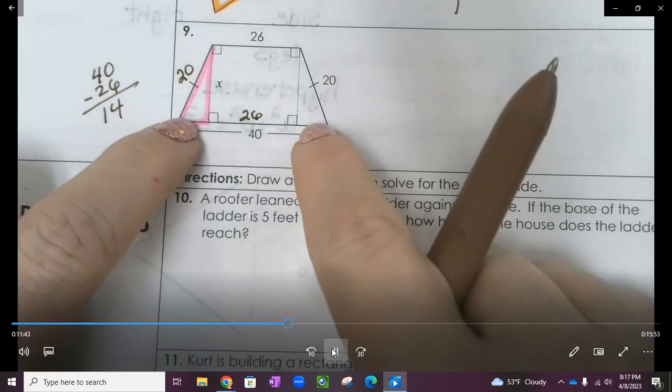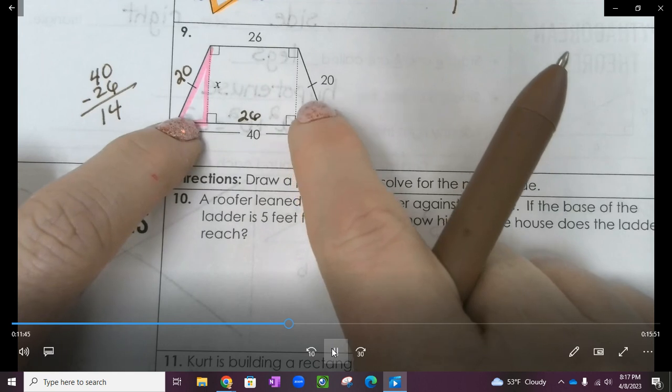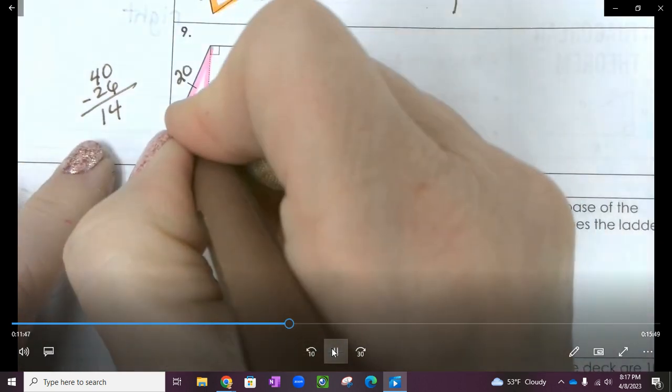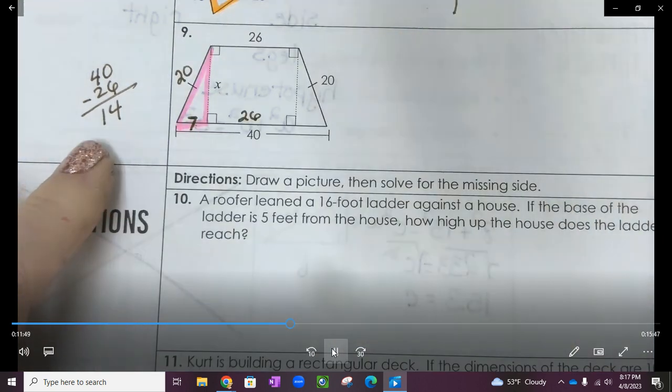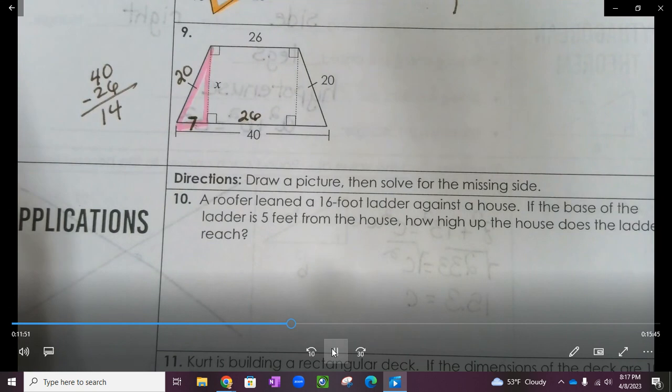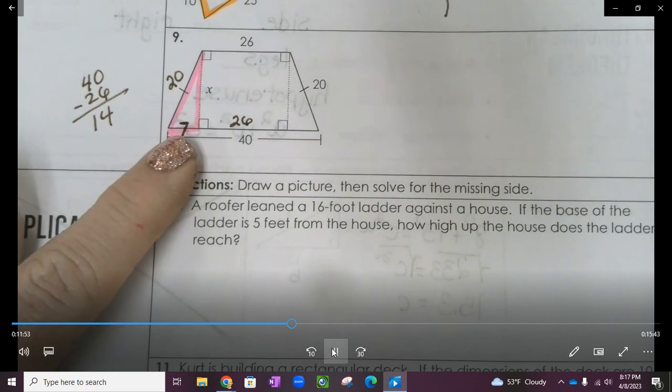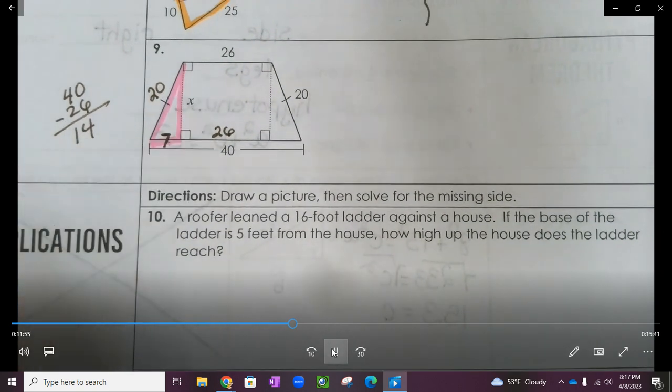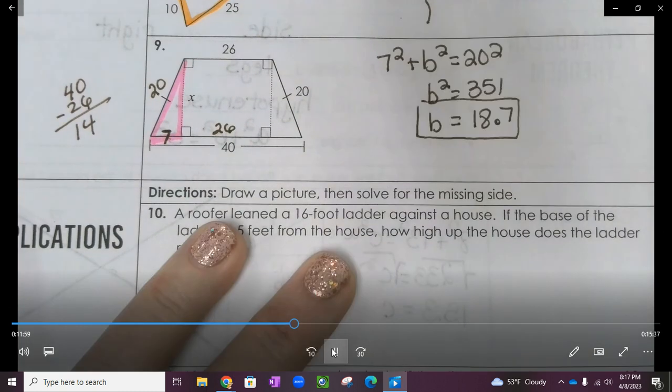Well, we're going to take that 14 and split it in half. Half of it here, half of it here. So that means this little piece has to be 7. That should be very, very easy for you to figure out. So now we're going to do the Pythagorean theorem with this one. Would you please go ahead and find X for me, and that'll be the next question that you answer.